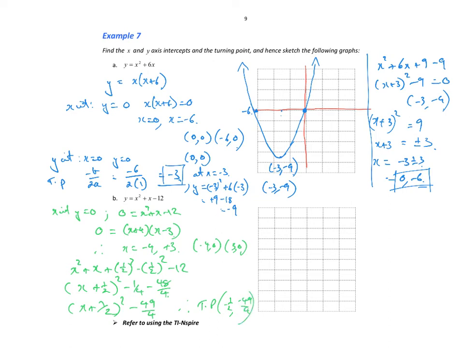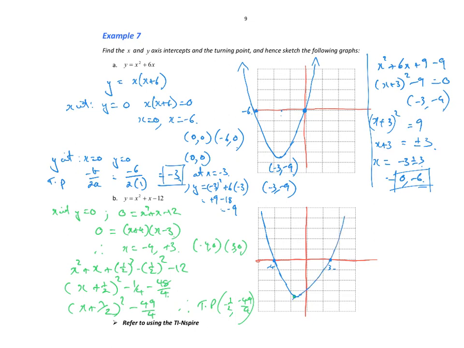So let's sketch our graph. Let's put in some axes. The turning point this time is at minus a half, minus 49 on 4, which is about minus 12. The x-intercepts are at, where did we say they were? Negative 4 and 3. So we'll call that 2, 4. We'll call that 3. Negative 2, negative 4. So our graph looks a bit like that.